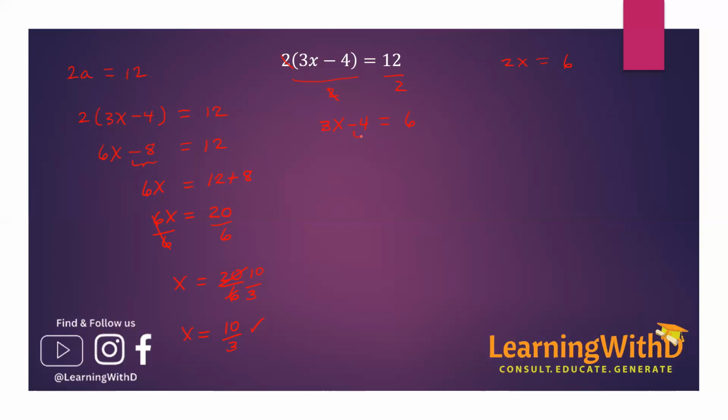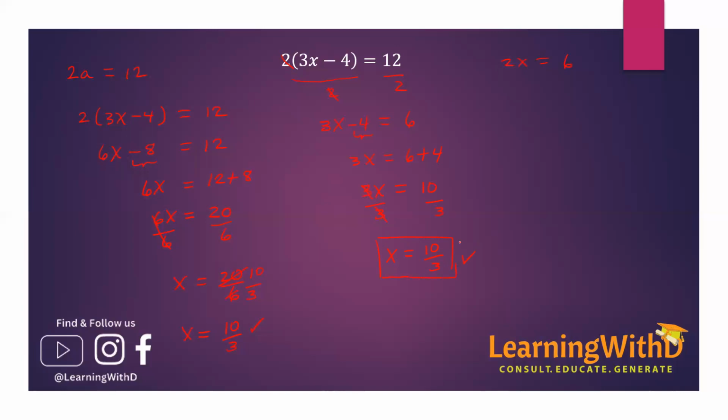Now, take this constant over here, it becomes positive, so I'm left with 3x is equal to 6 plus 4. So 3x then is equal to 10. And then I can divide both sides by 3 to get rid of this 3. And so then x is equal to 10 over 3.